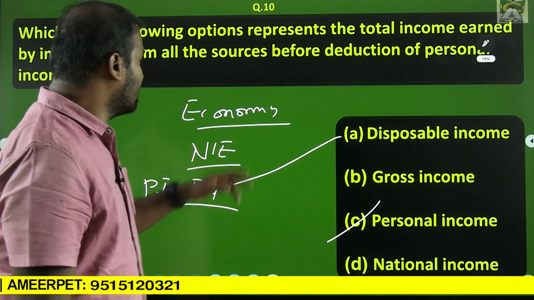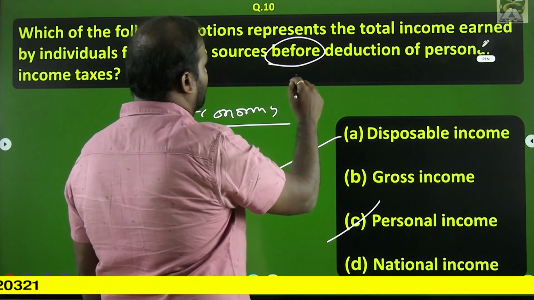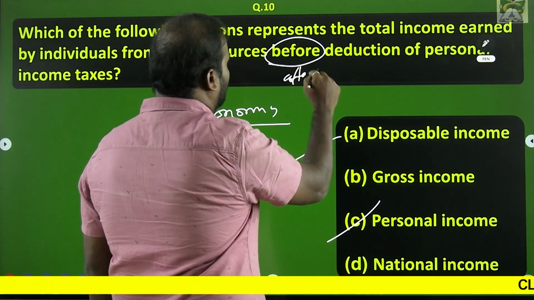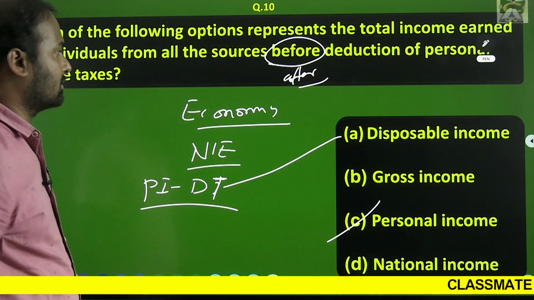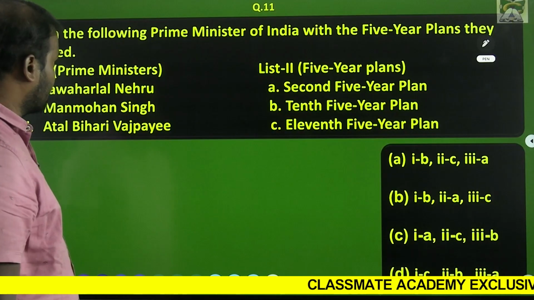Anyway, in this case, he's asking before. In the place of before, if the question were like after deducting the personal income tax, then your answer could have been disposable income. Next.